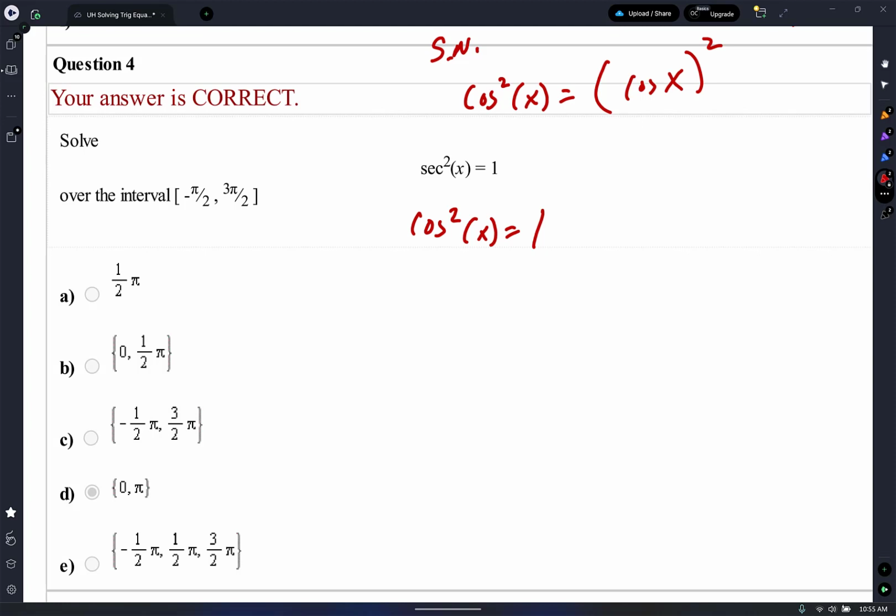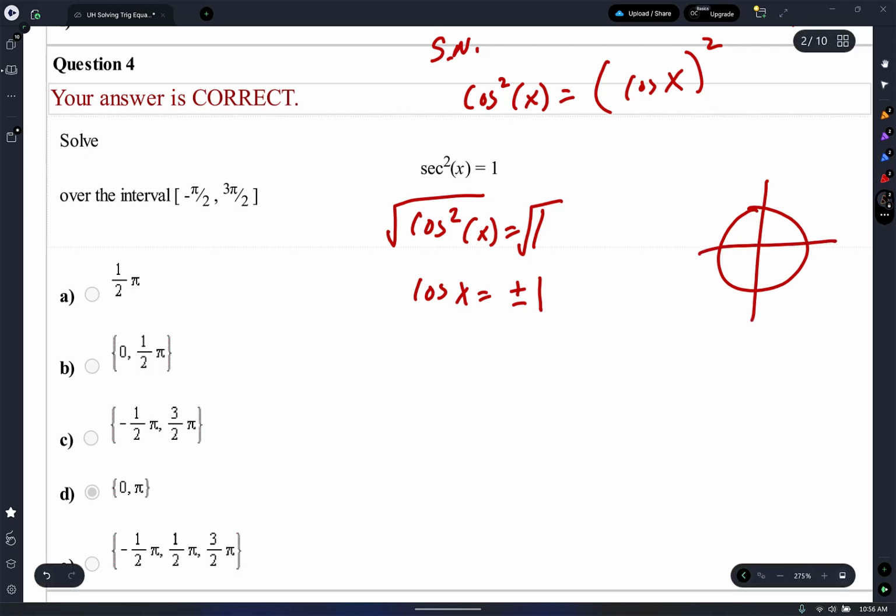How do I get rid of the square? Take a what? Square root. Cosine x equals, the square root of 1 is 1, but say plus or minus 1. And that doesn't have anything to do with plus minus in front of the cosine. The plus minus 1 comes from the square root of 1. Negative 1 times negative 1 is 1, and positive 1 times positive 1 is also 1. Cool or not cool?